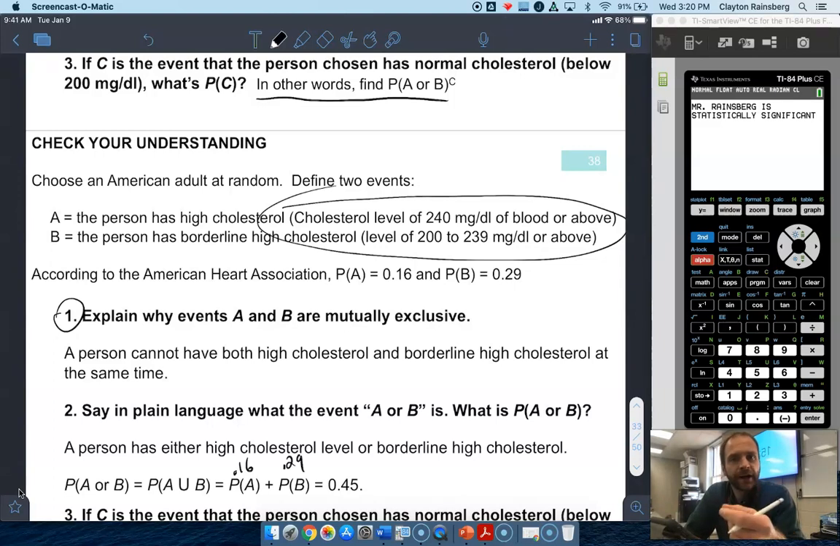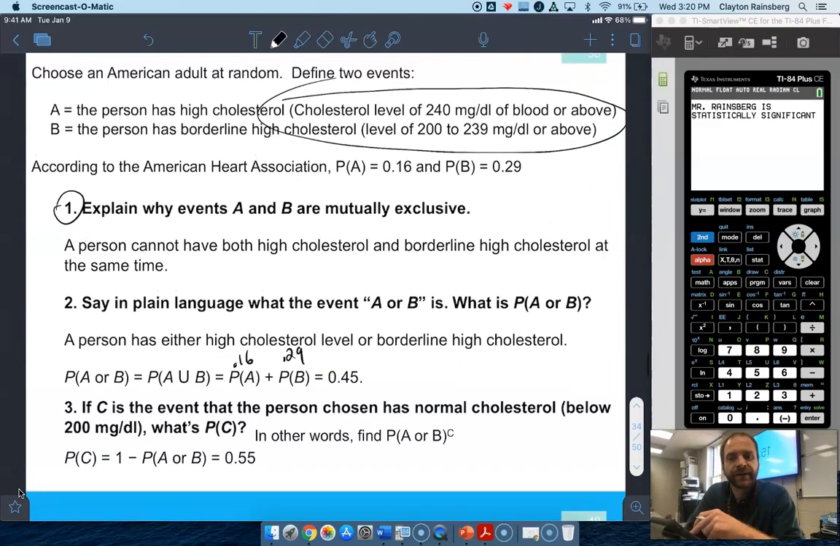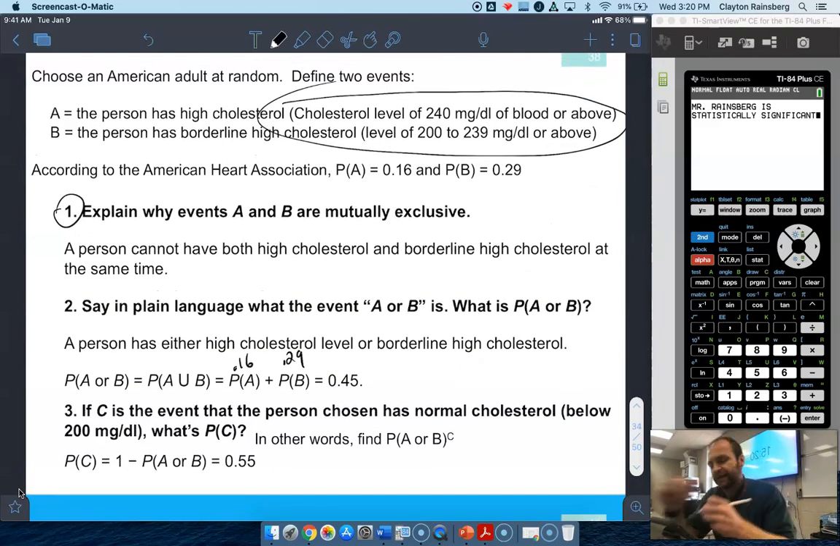But we can use our complement rule to help us. I could do 1 minus the 0.45, and that will give me the complement of it. So this is just a very basic check your understanding. You should be able to do the two parts at this point for us. The next video goes into two-way tables and goes into Venn diagrams.